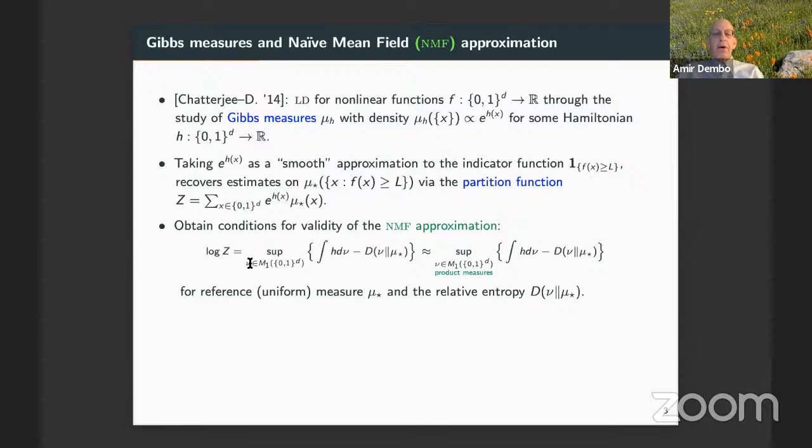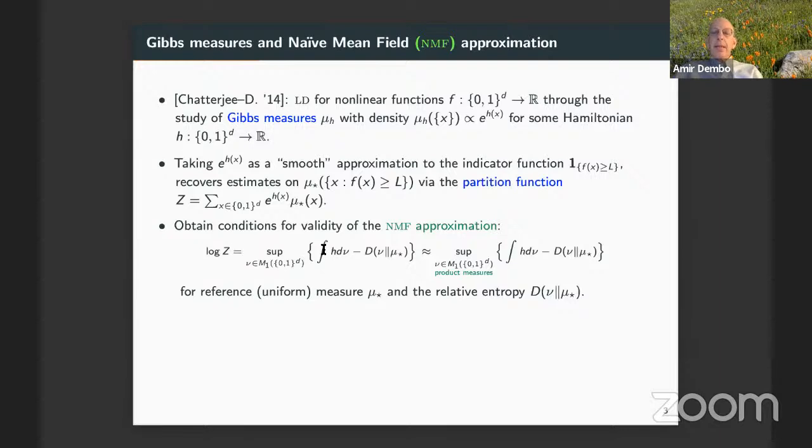It's a supremum over all probability measures on our discrete set of the expectation under the candidate probability measure nu of the function h, which is sitting here in the exponent, minus the relative entropy or Kullback-Leibler distance between our candidate nu and the reference measure mu star. This is a fundamental result which is behind quite a few results in large deviations. And it is well known, this is just an equality.